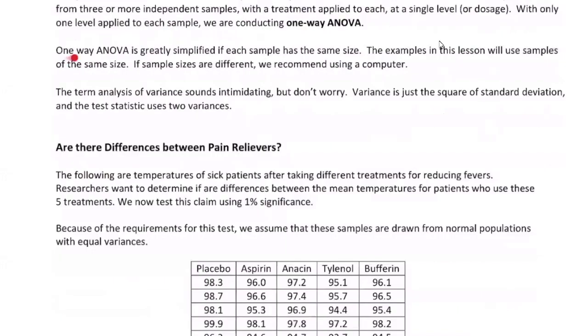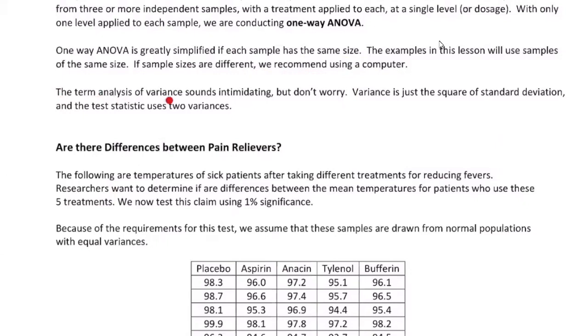One-way analysis of variance is greatly simplified if each sample has the same size. So that's what we're going to do. Sample sizes will all be the same. The examples in this lesson will use samples of the same size. If the sample sizes are different, we recommend using a computer and you won't have to deal with that.